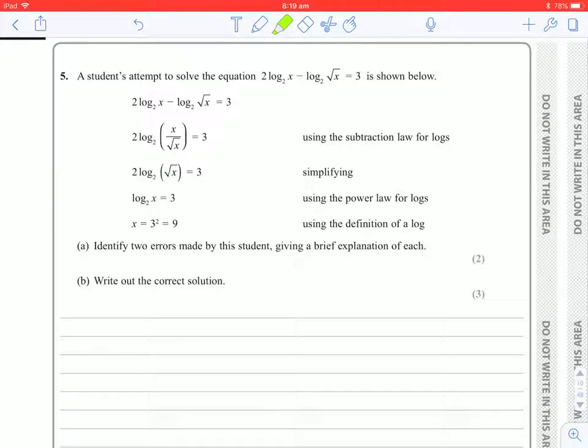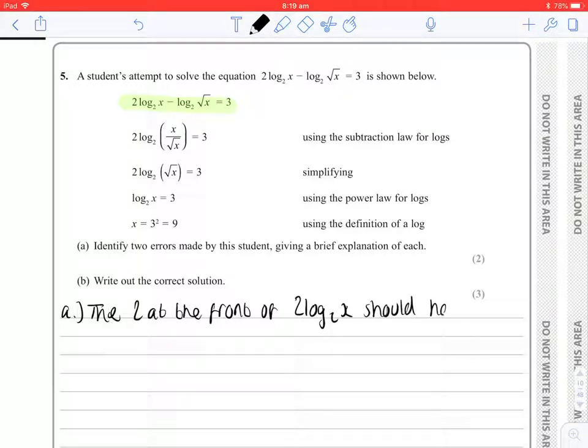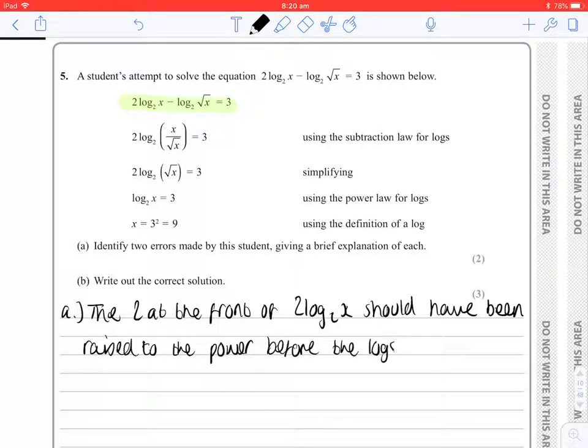Now there's quite a few little errors that we can see in here. The first one that we can see quite simply is going from the first line to the second line. And the first one, so for part A, is the 2 at the front of 2 log base 2 of x should have been moved, or should have been raised to the power, before combining the logs. So that's our first mistake.